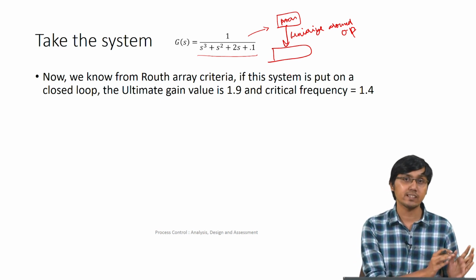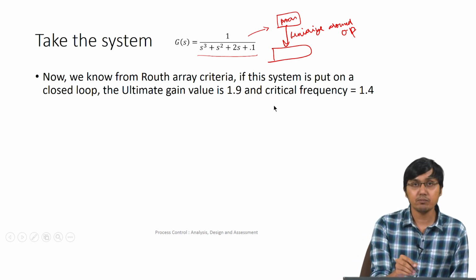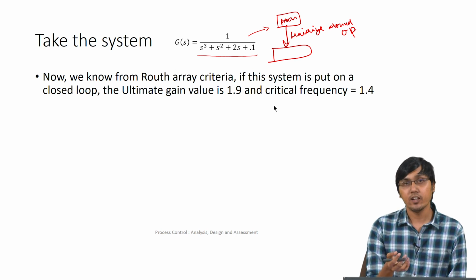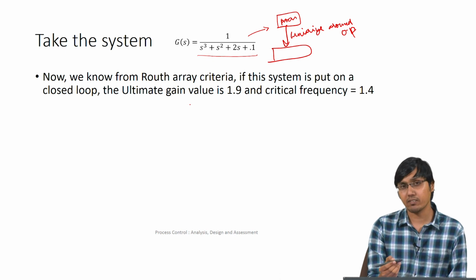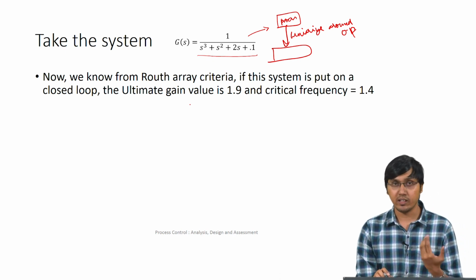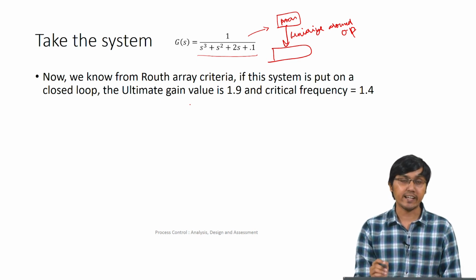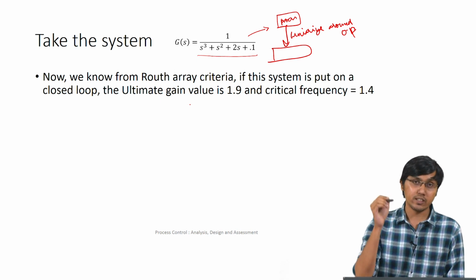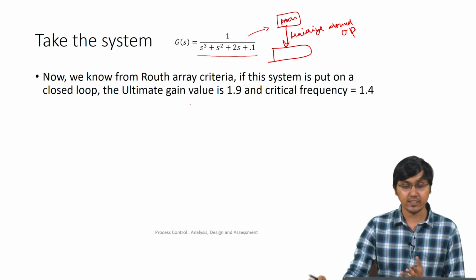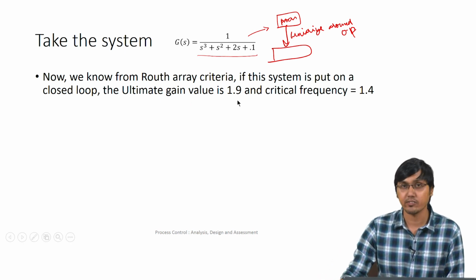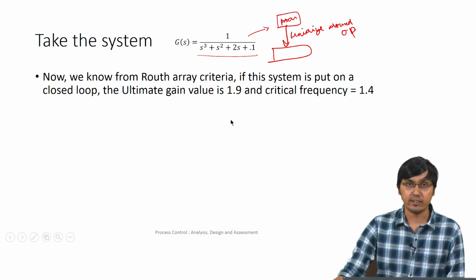So if you use a basic PID controller structure, and this is the system which we have already seen, we found the ultimate gain value to be 1.9. Ultimate gain value is the gain at which the system will start going into oscillations. Basically it is the gain at which the closed loop poles are on the imaginary axis, if you remember the root locus, and it's also the gain margin of the system. So everything is related, right? That's what we saw previously, and the critical frequency is approximately 1.4. This is what we have seen before.